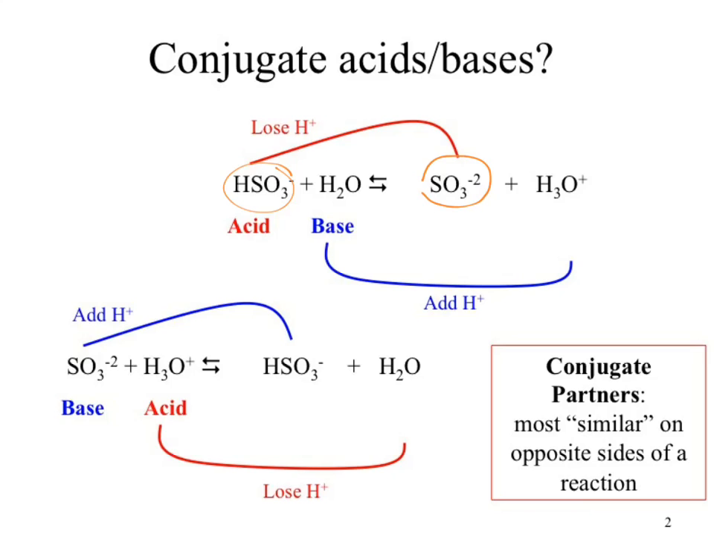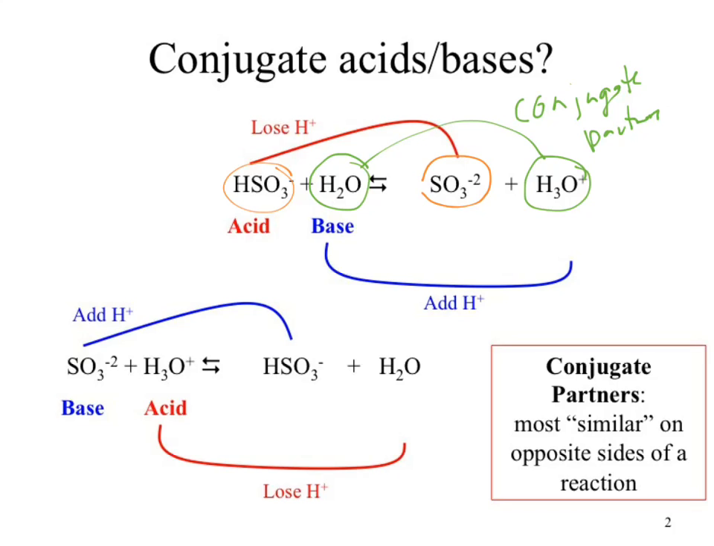SO3 minus 2. They are related to each other. The bulk of the formula HSO3 shows up in SO3. The bulk of H2O shows up in H3O plus. So what we end up saying is that those are conjugate partners of each other. Okay, they're related.